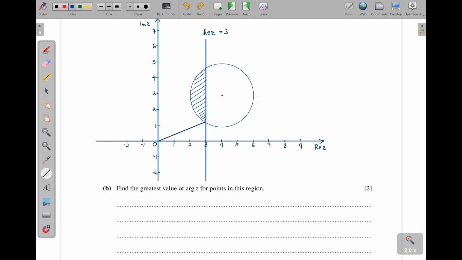Okay, so I will draw a line. Let me use another color from the origin here, and it has to be a tangent to that circle. And then we know from circle properties that a tangent and a radius are always perpendicular. So this is 90 degrees here. Now the angle that I'm supposed to have, the angle is the whole of this, the greatest argument.